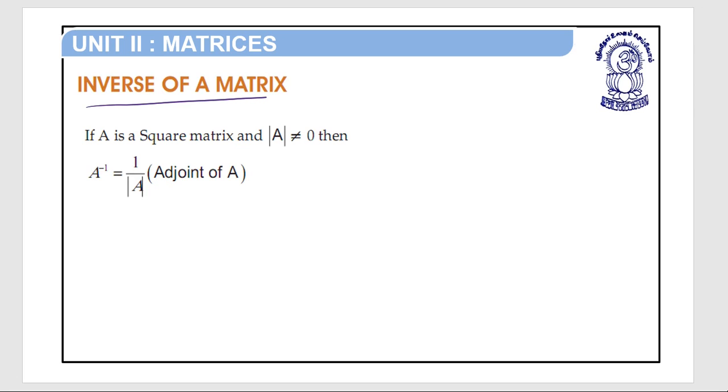Inverse of a matrix: if A is a square matrix and mod A is not equal to 0, then A inverse is equal to 1 upon mod A times the adjoint of A.